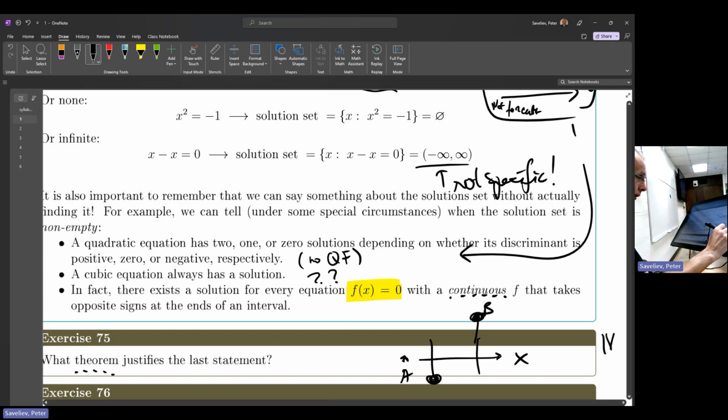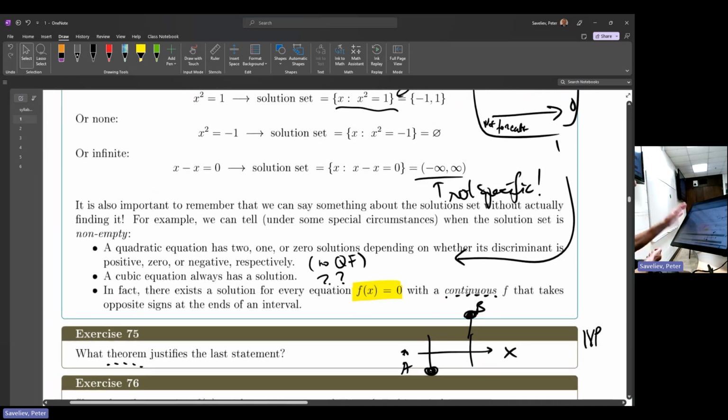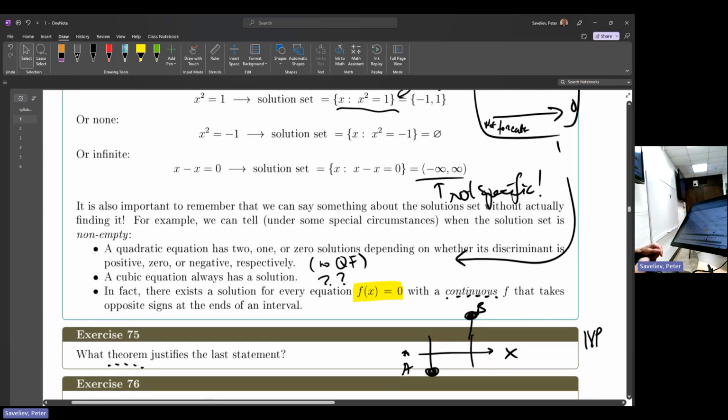So there are two values, the highest and the lowest. Between them, intermediate values are not missed. They always will be covered by the function, and that's what guarantees our conclusion about the existence of the solutions. So the continuity will come up again quite a bit.